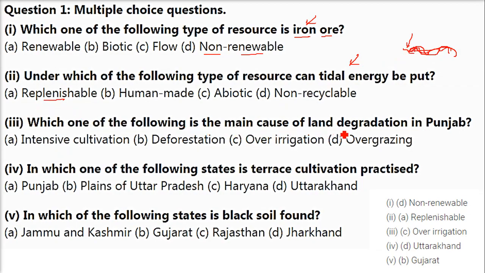Which one of the following is the main cause of land degradation in Punjab? So it is over irrigation.